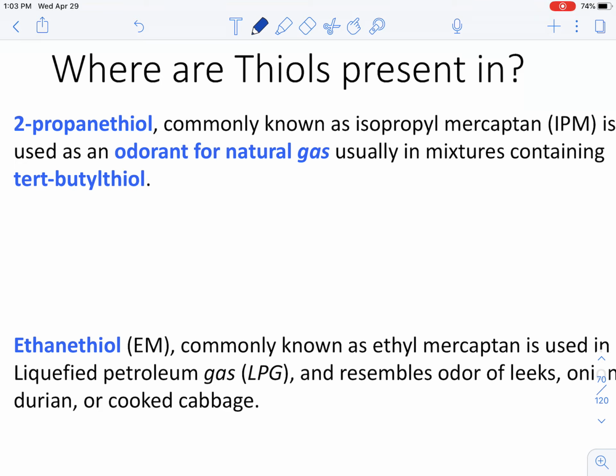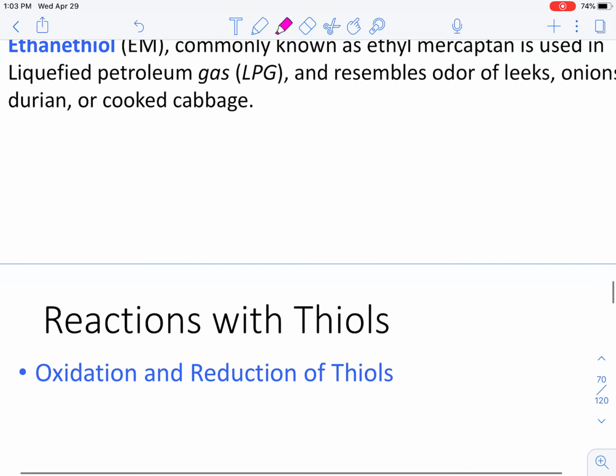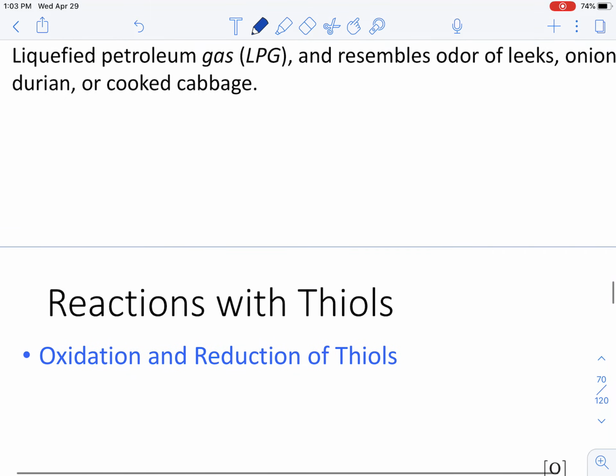Overall, these sulfhydryl groups can act as odorants for natural gas. And that's beneficial to us, right? We want to know if there's a gas leak. The last thing that I want to discuss in this lecture video is oxidation and reduction reactions for thiols. We've discussed oxidation reduction before, but we're going to look at it with respect to sulfhydryl groups.